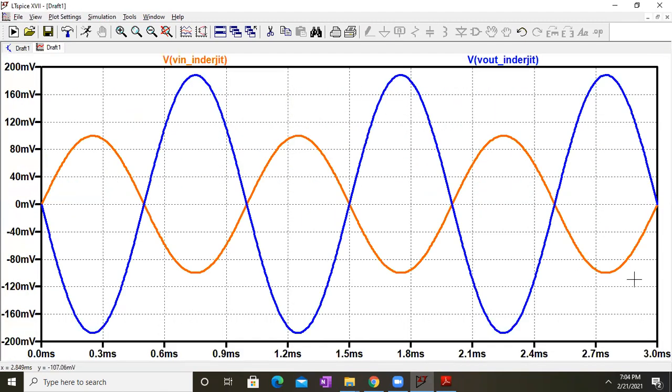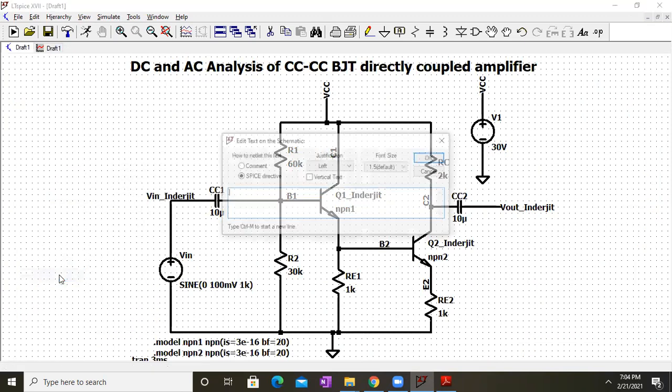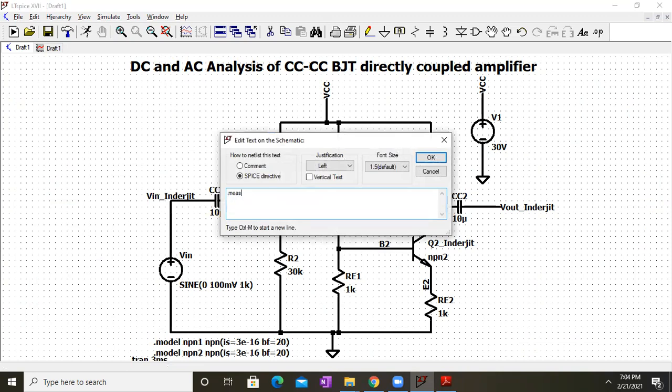The out of phase indicates that in the final expression of AV mid-band, we have a minus sign, which is consistent. So let's now use the dot measure statement to measure the peak to peak value of the input and output. I'll right click over here, click on draft, click on the spice directive, and start writing. Dot MEAS, then V in as a reserved word, then peak to peak, V of V in underscore the name. And then again I'll write dot measure, that will be V out, peak to peak, V of V out underscore the name. Make sure that you give the same label.